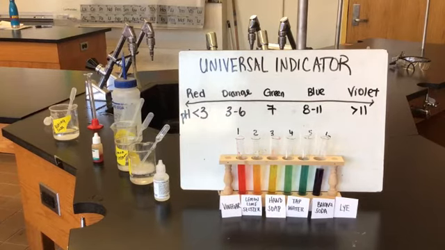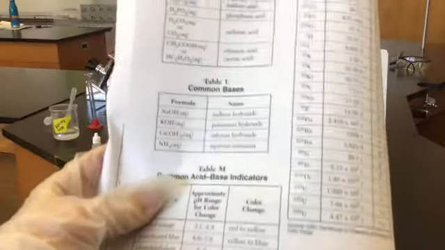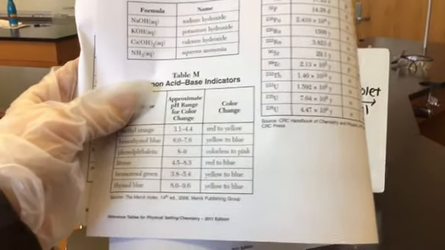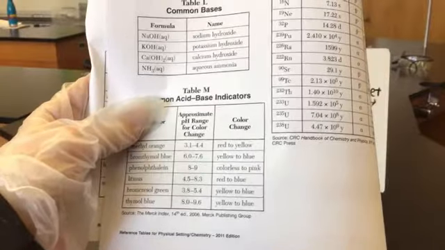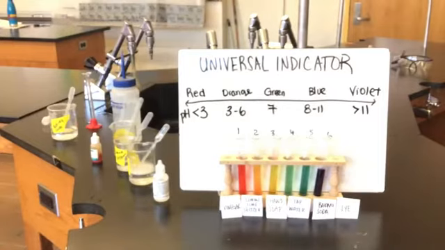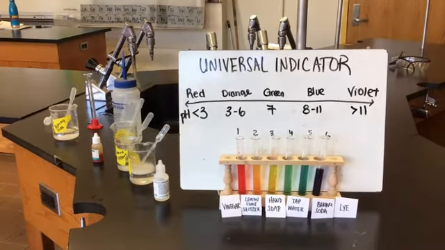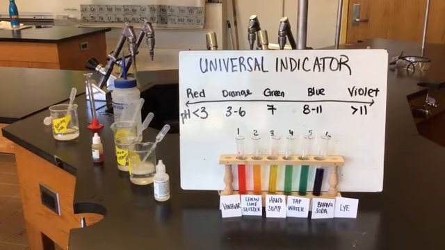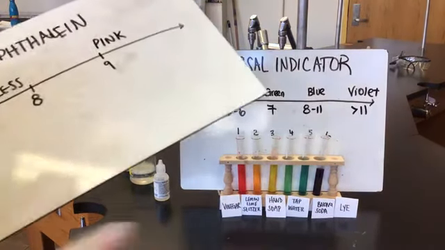The next indicator that we're going to look at is a harder one to pronounce. It's called Phenolphthalein. There's a lot of silent letters in it. Phenolphthalein is on table M. It goes from colorless to pink when the pH is between 8 and 9. So if the pH is less than 8, our solution should be colorless. Once it gets to be between 8 and 9, at some point there, it will turn pink.